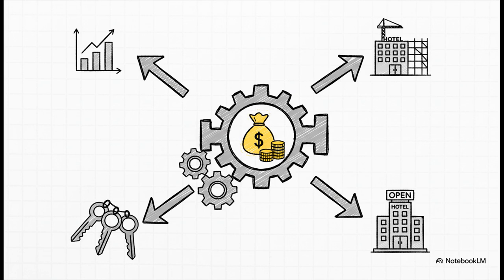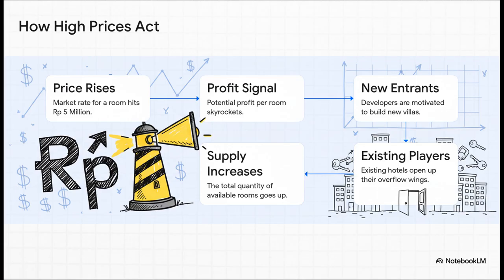It's the most powerful motivator in a market economy. And it's simple: profit. A higher price tag translates directly into a fatter potential profit margin on every single room you sell, and that creates a massive incentive to get in the game. And this shows you exactly how that chain reaction plays out in the real world.